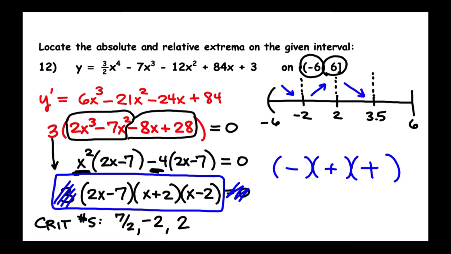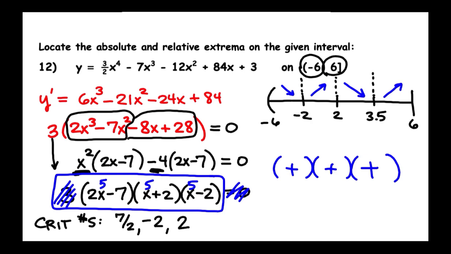And finally, something between 3.5 and 6. Let's try 5. You can see if you put 5s in there, yeah, they're all going to be positive. So it's going to rise. Okay. So we definitely have some mins at negative 2 and at 3.5. There's some sort of a max at 2 and the endpoints.